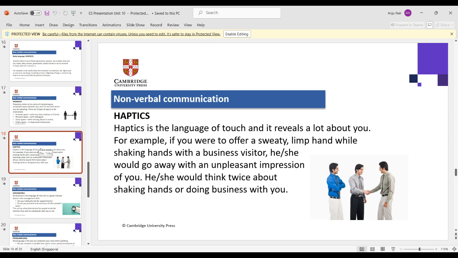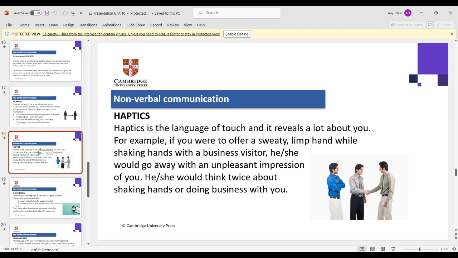The way you offer your hand for a handshake also will be very limp if you're not confident. Sometimes it will be sweaty, sometimes a limp hand, while shaking hands with a business visitor. At those times it will be better to wipe your palm and offer your hand. That is also important.